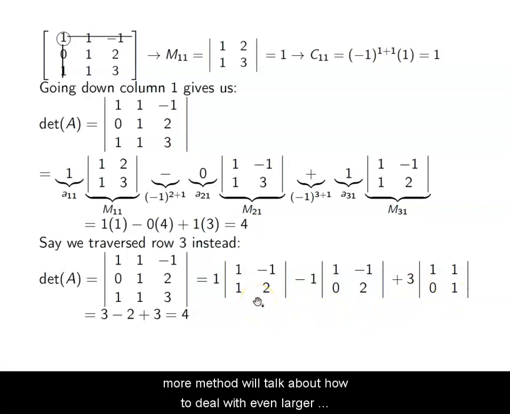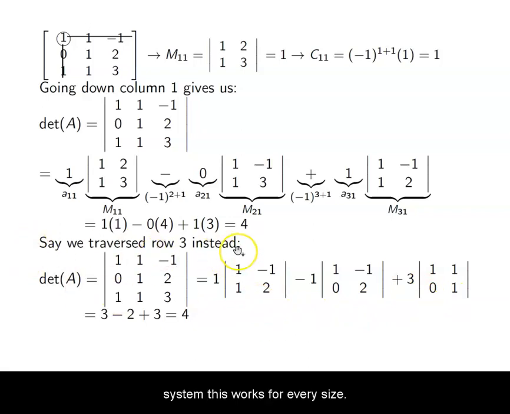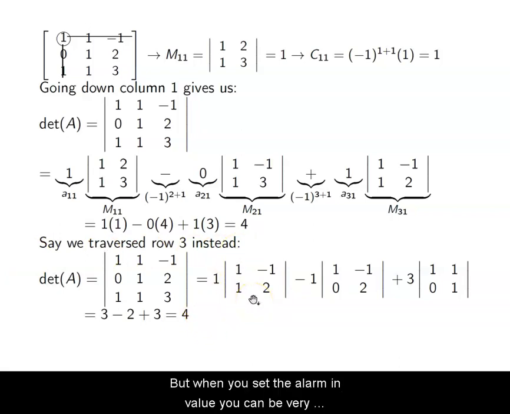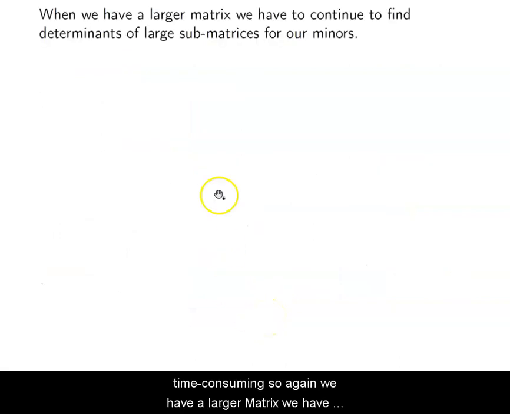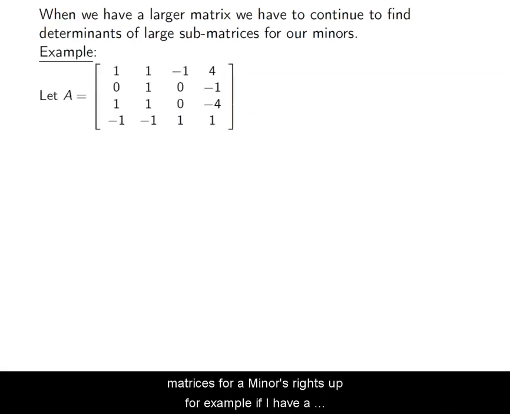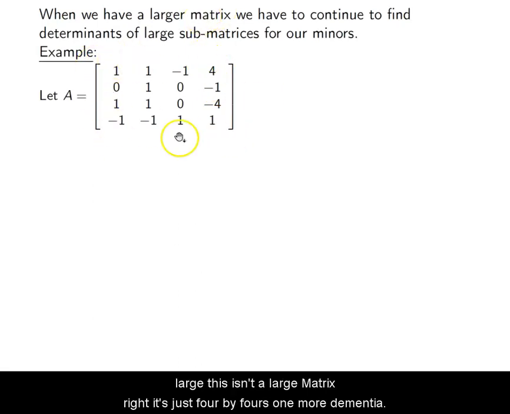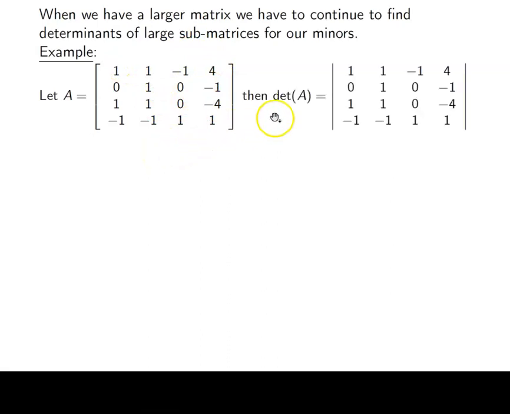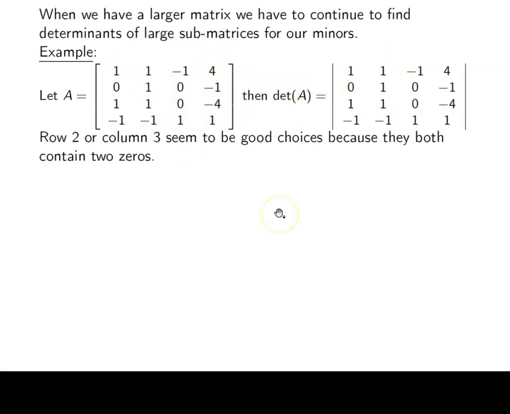So we'll talk about how to deal with even larger systems. This works for every size square matrix, but when you start to get larger in value, it can be very, very time consuming. Okay. So again, when we have a larger matrix, we have to continue to find determinants of large submatrices for our minors, right? So for example, this isn't even a large matrix, right? It's just 4x4. It's 1 more dimension. If I need to find the determinant, okay, so notice I have 2 different options, either row 2 or column 3, because they both have 2 zeros.